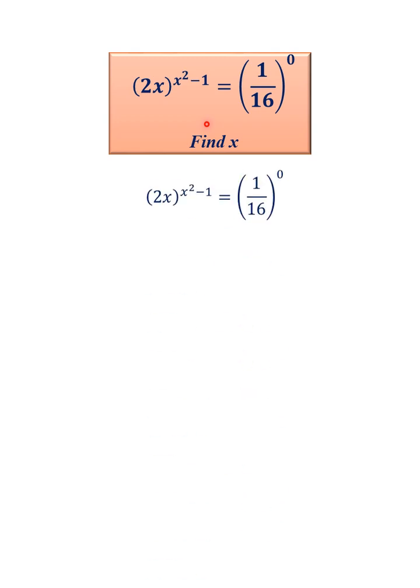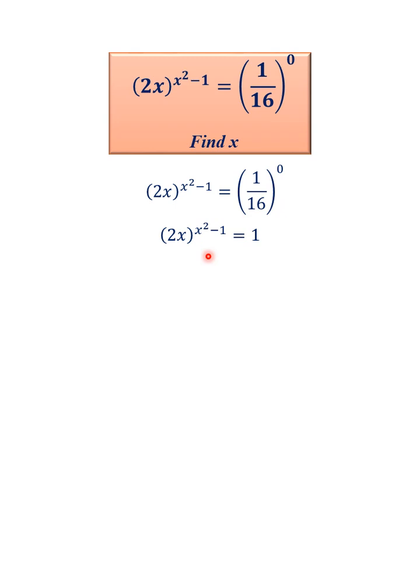Watch. So we are given the exponential equation (2x)^(x² − 1) = (1/16)^0. Looking at the right hand side of this equation, we have 1 over 16 raised to power 0. And we know that anything except 0 when raised to the power of 0 gives us 1. So this equation becomes (2x)^(x² − 1) = 1. From this point, it becomes tricky to find the value of x.